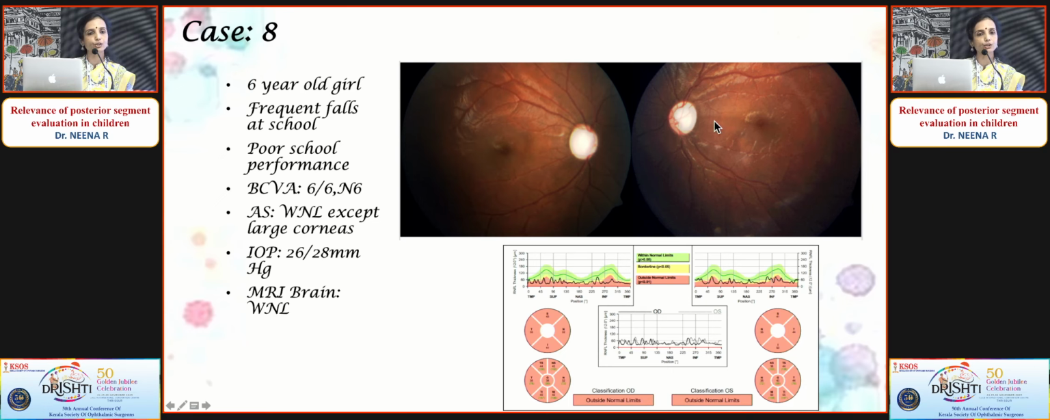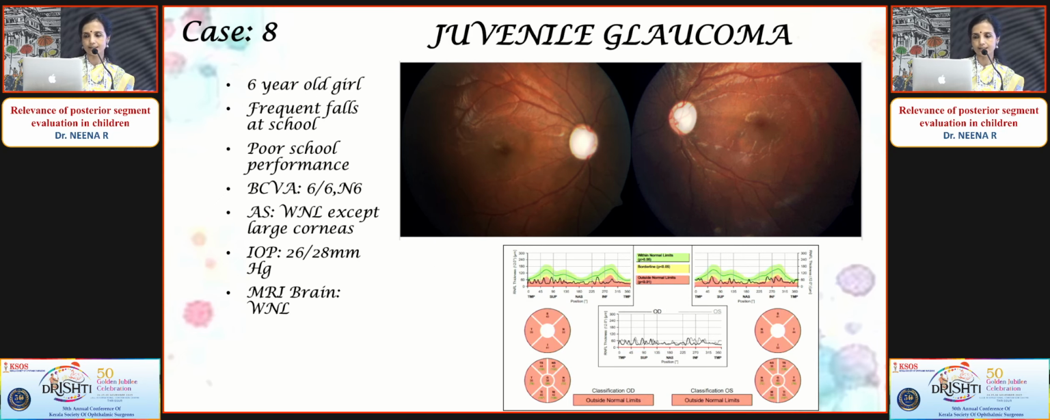So this was referred as a neurological cause, but if we look carefully, she had large cups with hardly any neuroretinal rim. Child was tripping and falling, and RNFL was very thin. She had borderline high IOPs. This was a case of juvenile glaucoma. She underwent trabeculectomy with trabeculotomy and did very well.